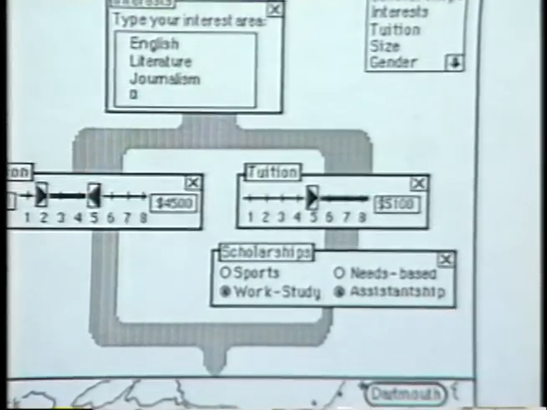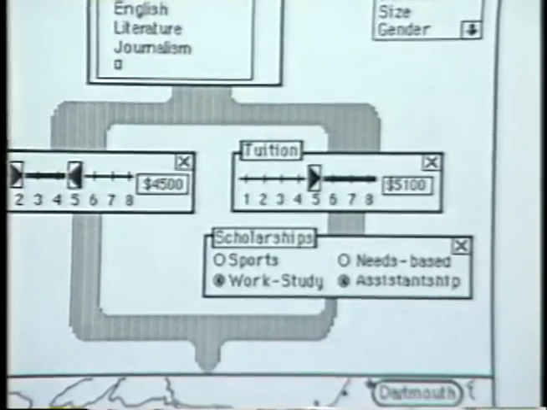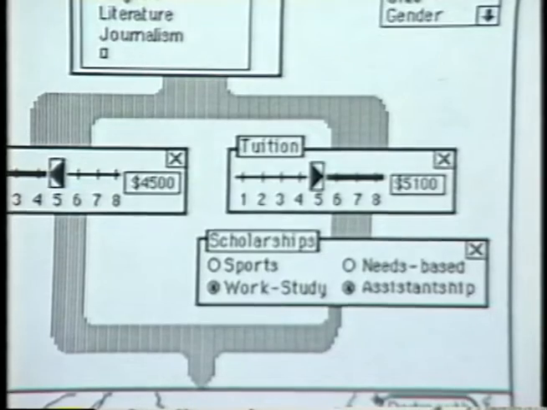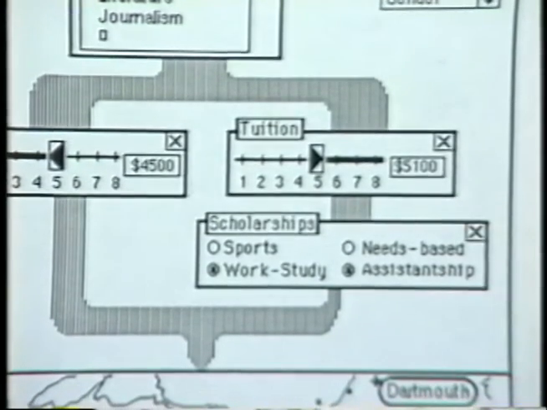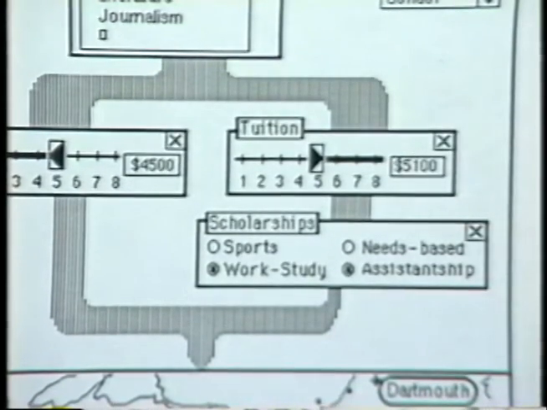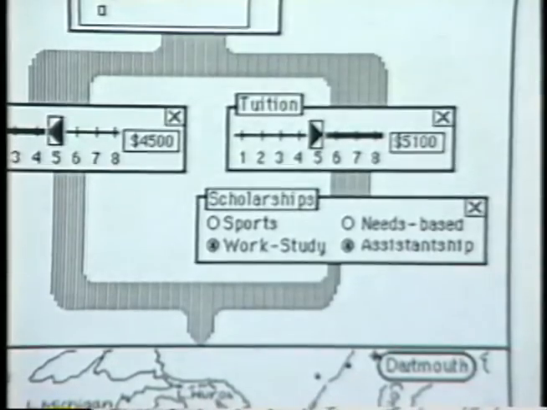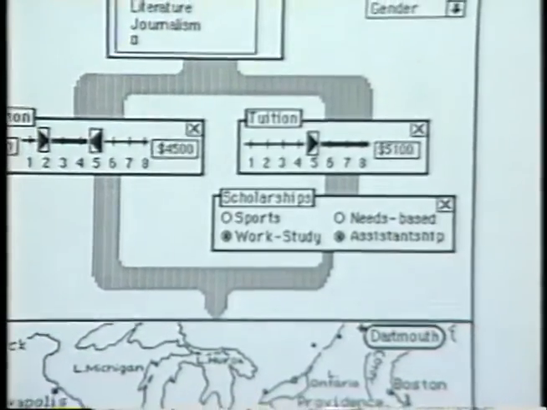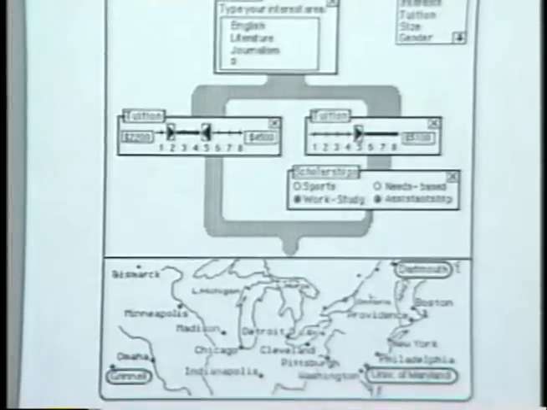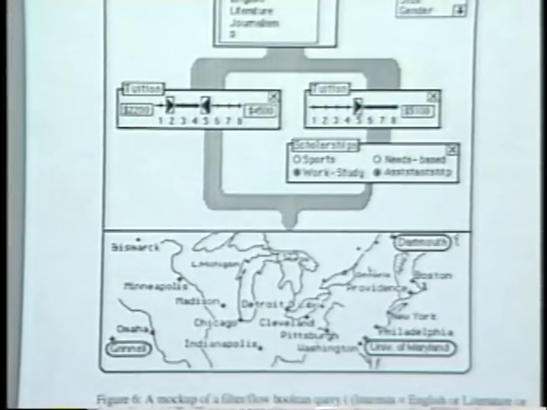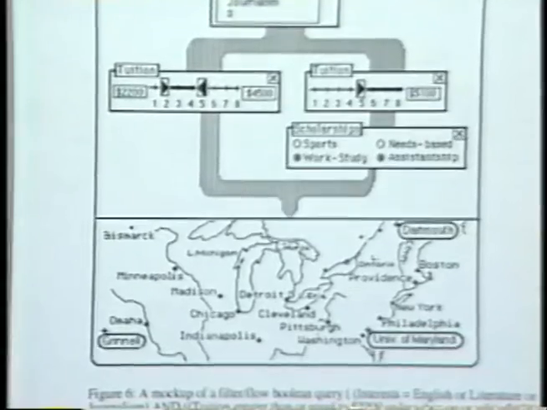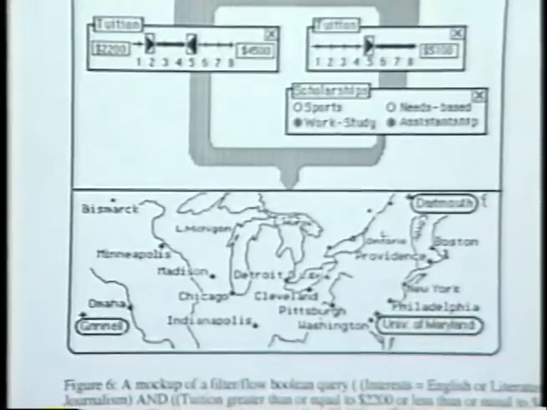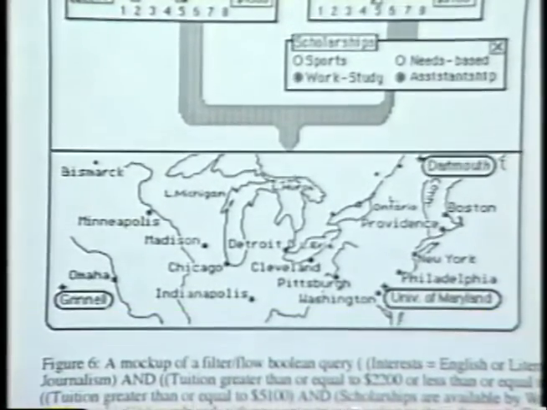The width of the flow at each point indicates the number of records that have passed through that filter. They then recombine and then come to deliver the results on the bottom of the screen. And in this mock-up, we show that 3 universities have been selected and they're on the map of the U.S., which presumably you could zoom or pan to see other possible choices.